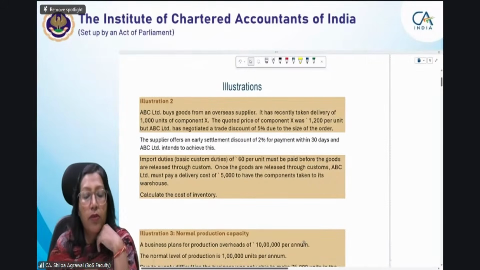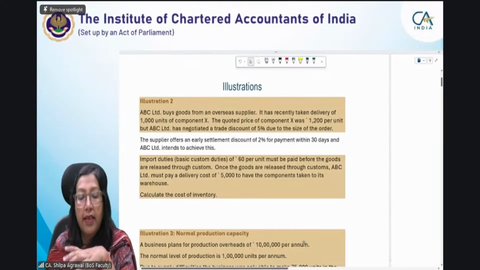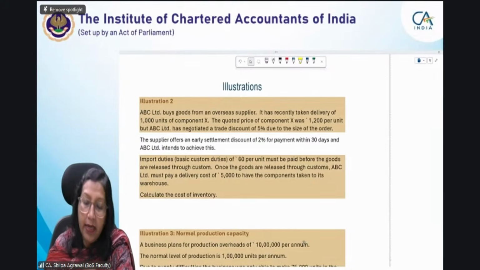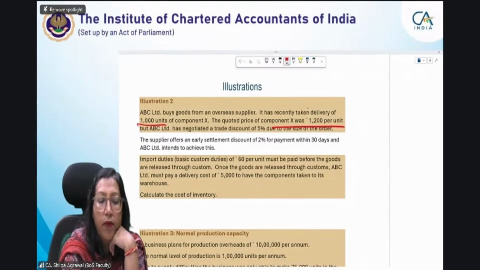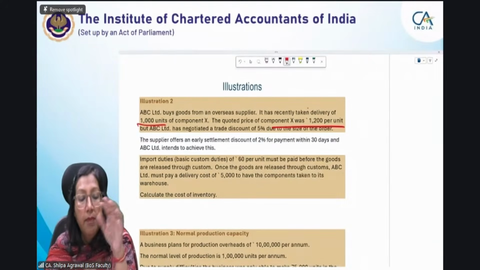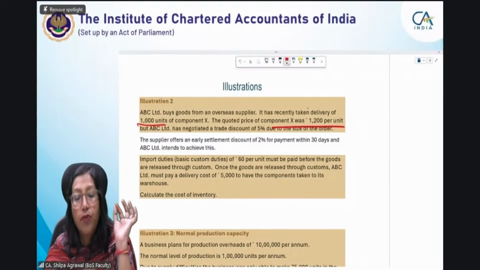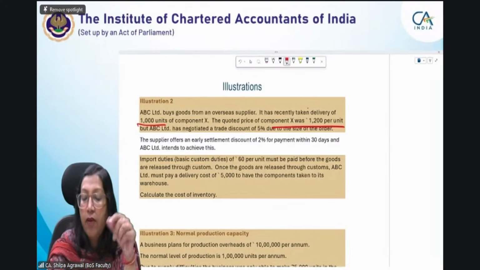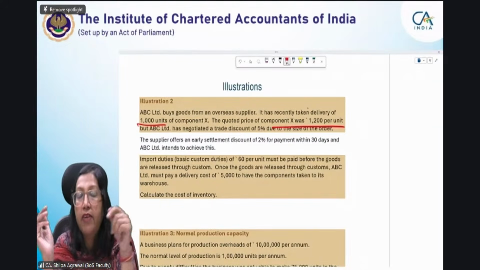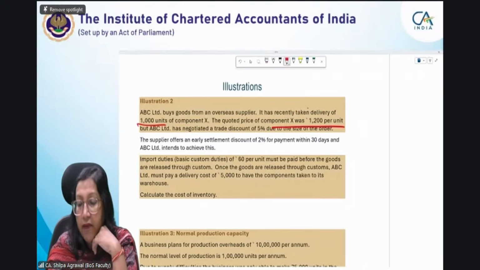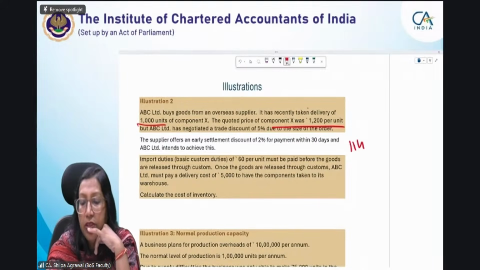ABC Limited buys goods from an overseas supplier. It has recently taken delivery of 1,000 units of component X. The quoted price of component X was 1,200 per unit for 1,000 units. But ABC has negotiated a trade discount of 5% due to the size of the order. So first of all, we'll value the per unit component value. 1200 into 95%, we arrive at 1140.